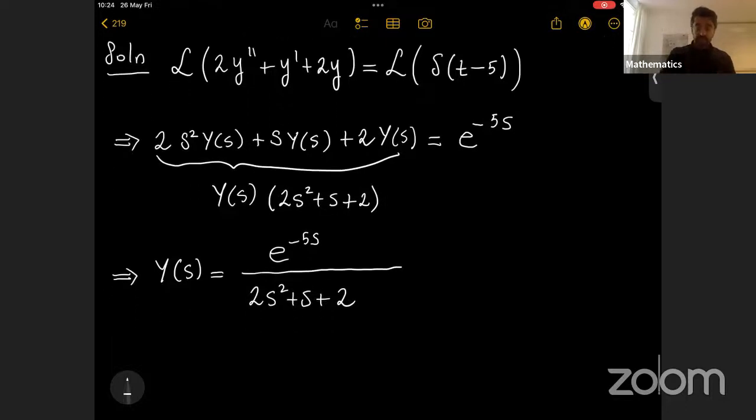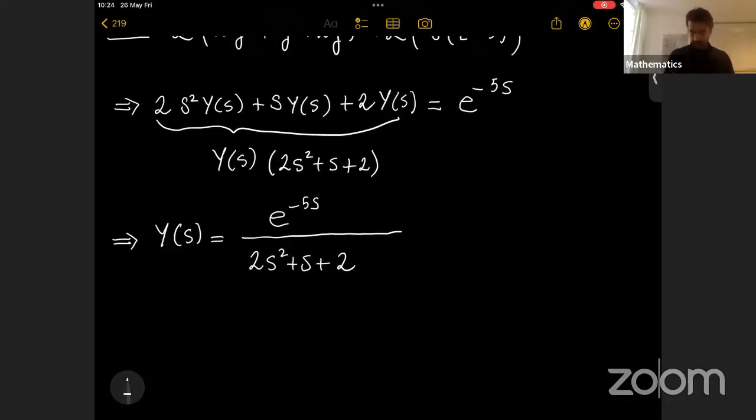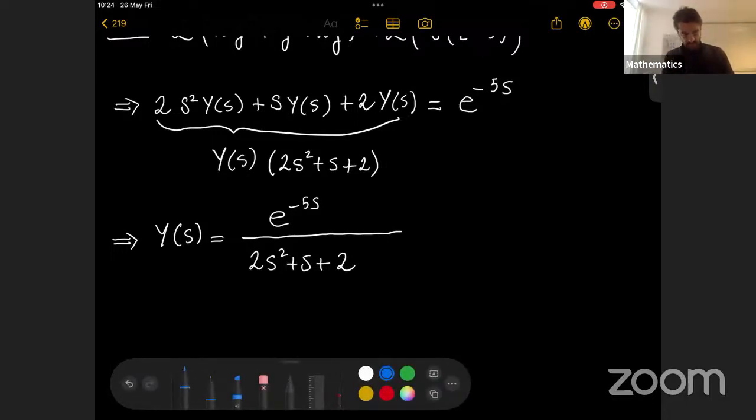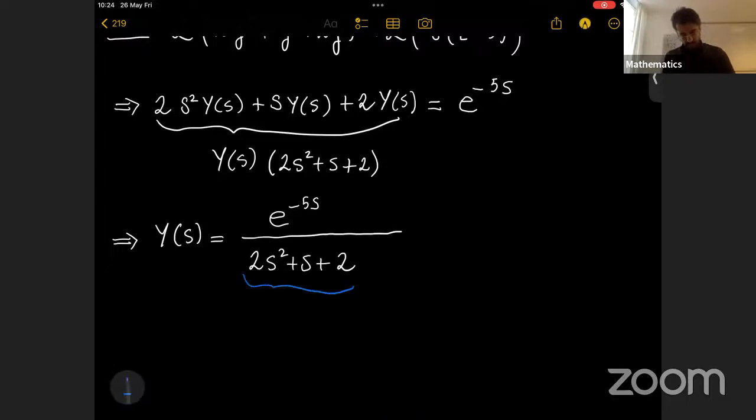Now we will apply the inverse Laplace transform to get the solution. To do that, the thing is we cannot split this. This is irreducible, okay? You can check with the discriminant. The discriminant is negative, so you cannot factor it.